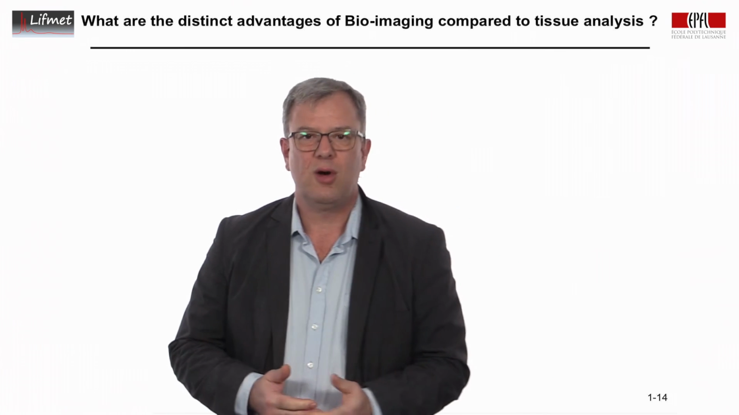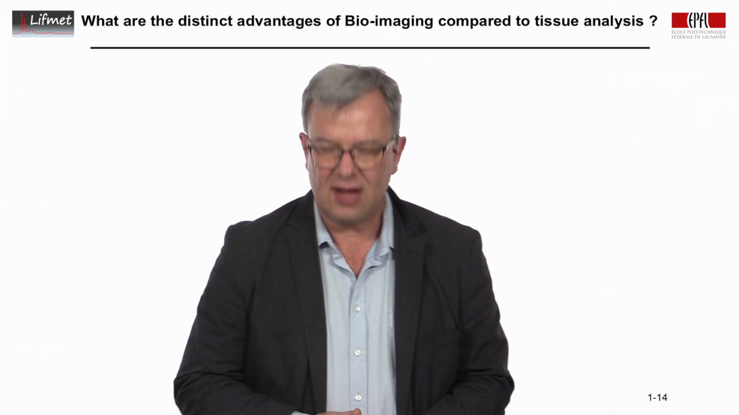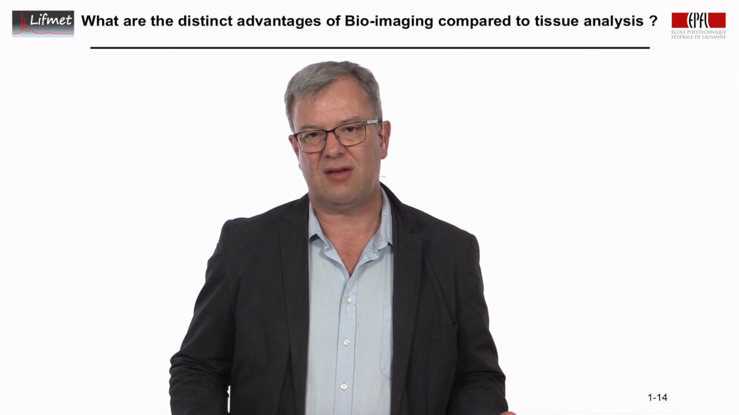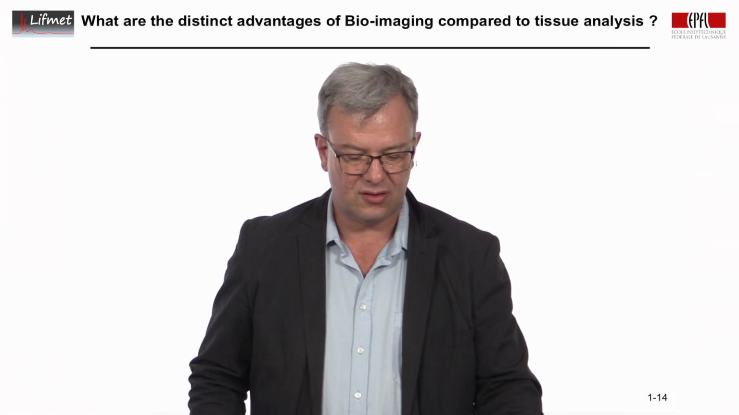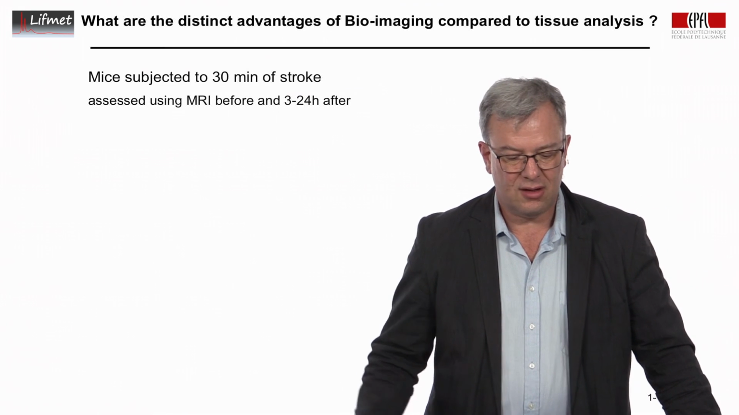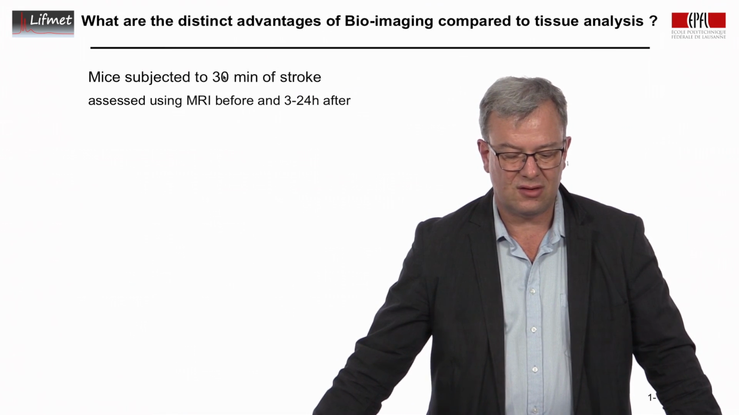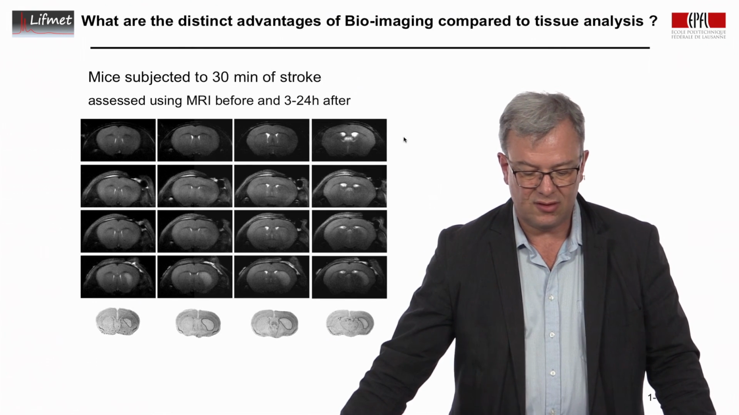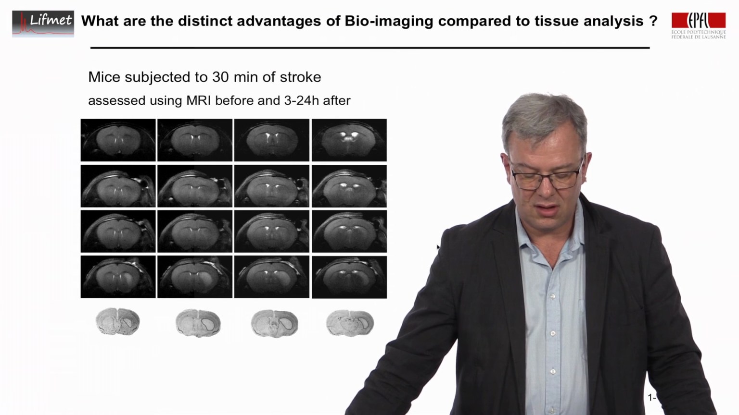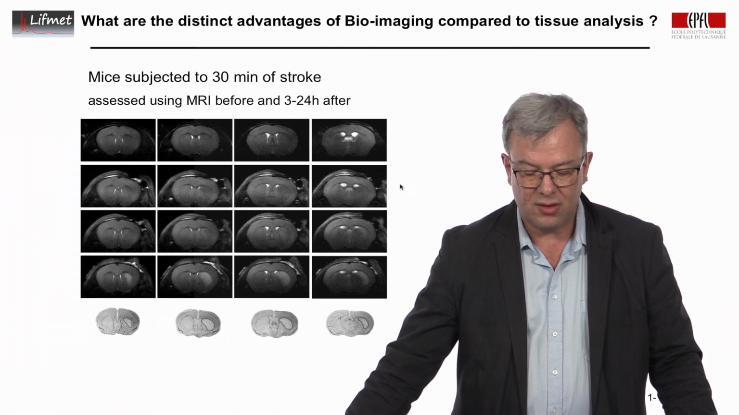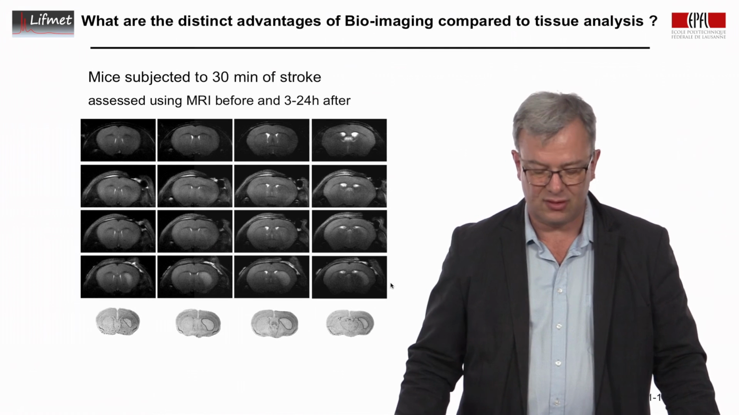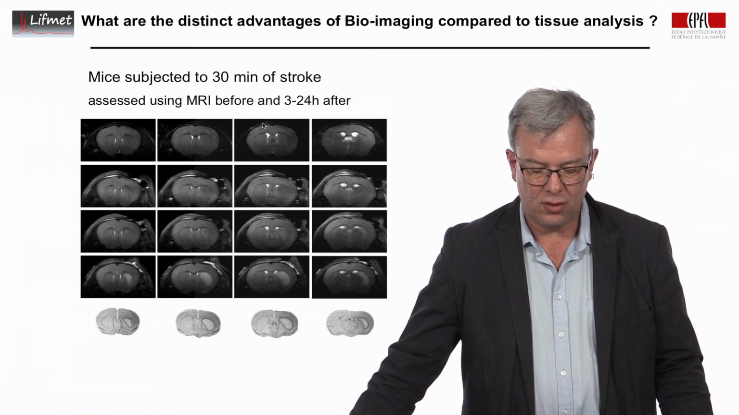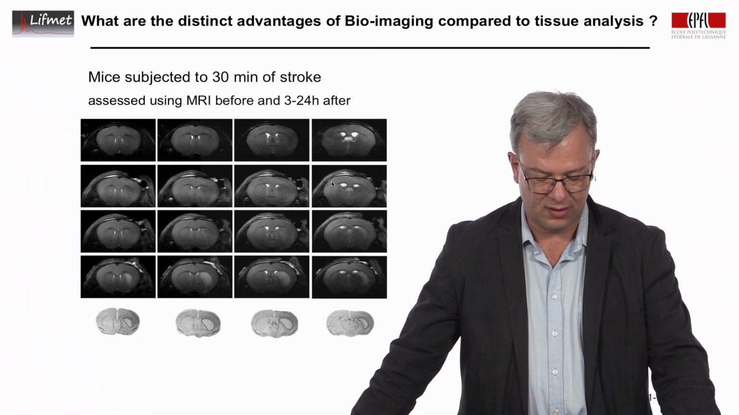So why would we even bother developing biomedical imaging techniques? What is the advantage compared to tissue analysis? The examples that I just gave you actually don't give us any major advantages. Well, I'll give you an example here. We are looking at mice that were subjected to 30 minutes of stroke, and they were assessed using MRI before, and at 3 hours, 7 hours, and 24 hours after the stroke. This is the same mouse that we are looking at before and after the stroke at different time points.